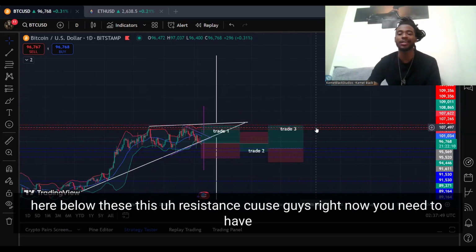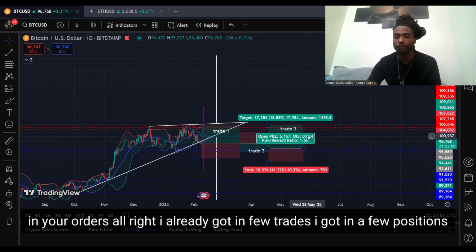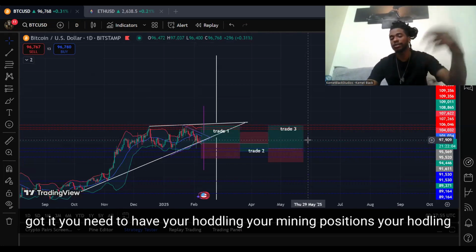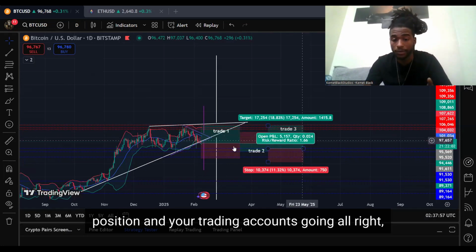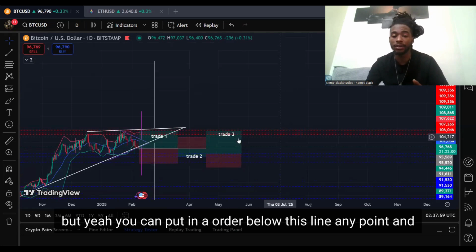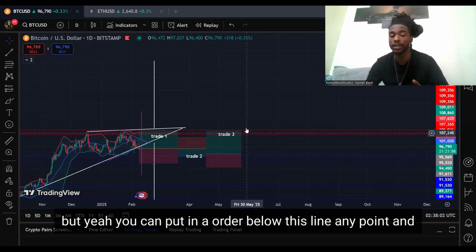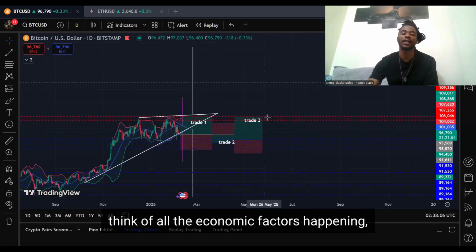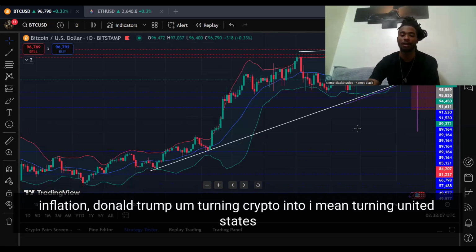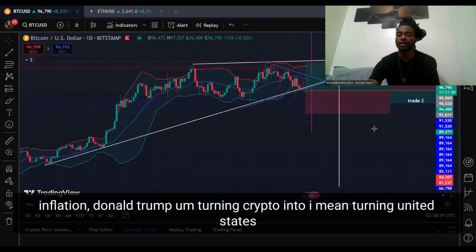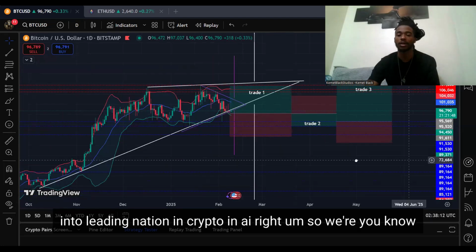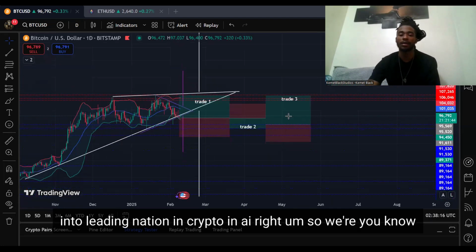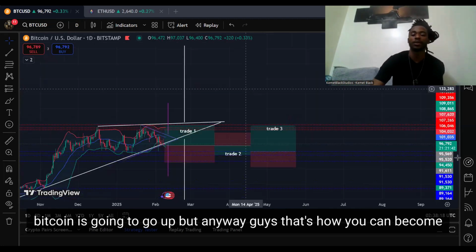Because guys, right now you need to have in your orders. All right, I already got in a few trades. I got in a few positions. Got it. You need to have your hodling, your mining positions, your hodling positions, and your trading accounts going. All right, but yeah, you can put in an order below this line at any point and wait for the breakout up here, because that's going to happen, guys. Think of all the economic factors happening: inflation, Donald Trump turning the United States into a leading nation in crypto and AI, right? So Bitcoin is going to go up.